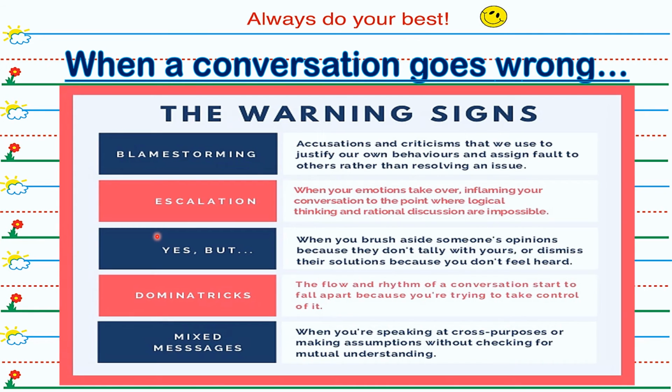And then number three, yes, but, meaning to say you agree, but you have a condition, or you will say you're right, but then, okay. Next, number four, dominatrix. The flow and rhythm of conversation start to fall apart because you are trying to take control of it. You don't like to let other people say their opinion or their interest.